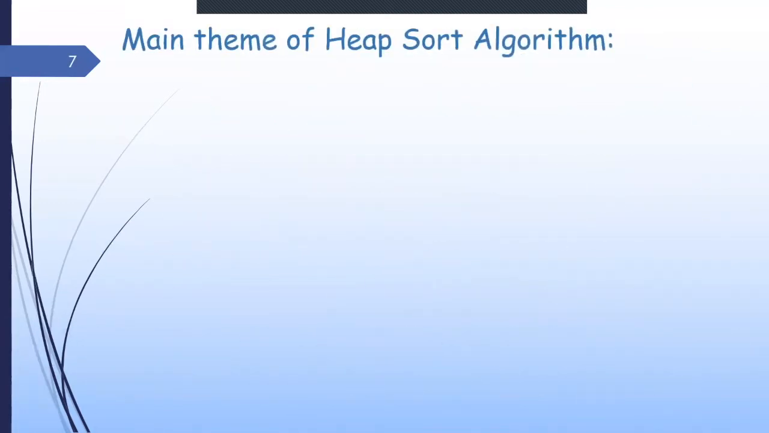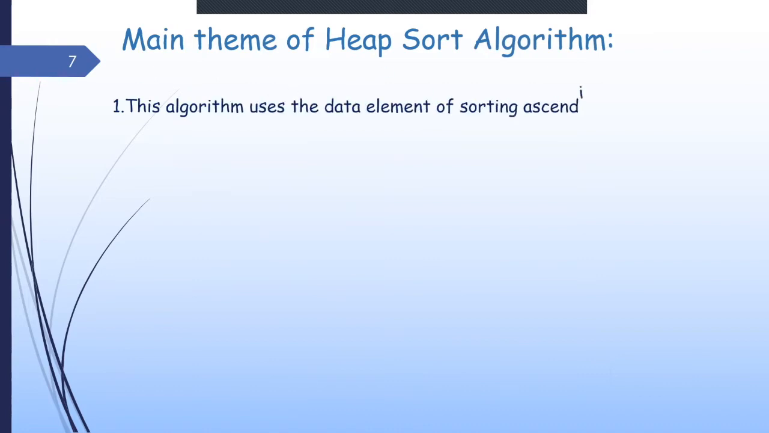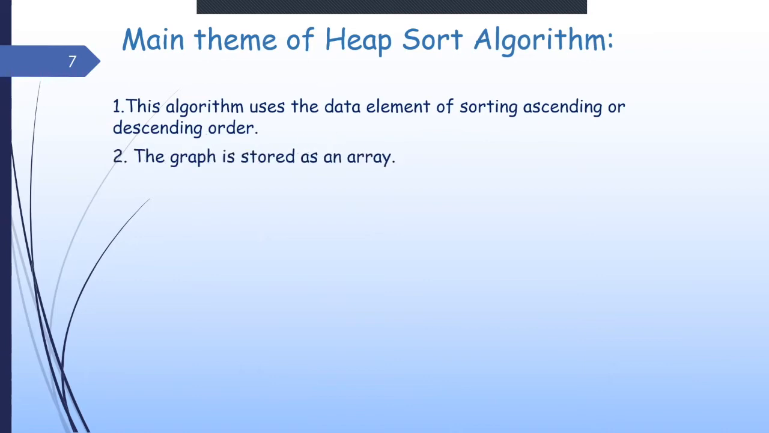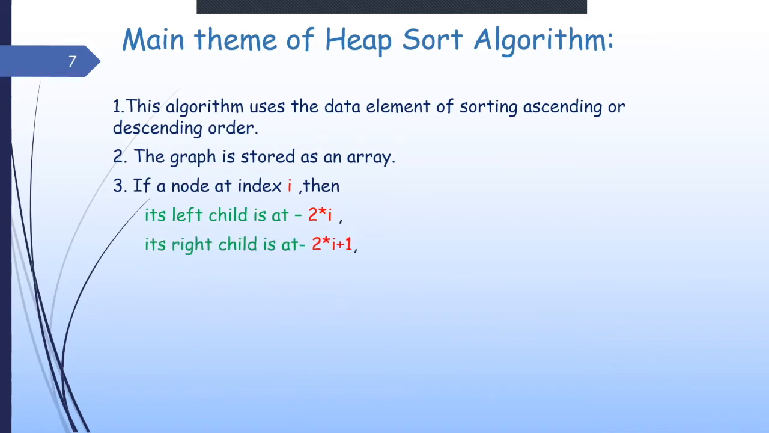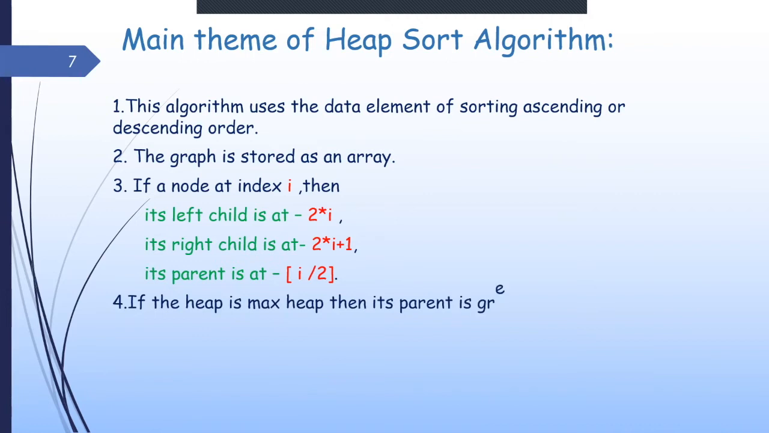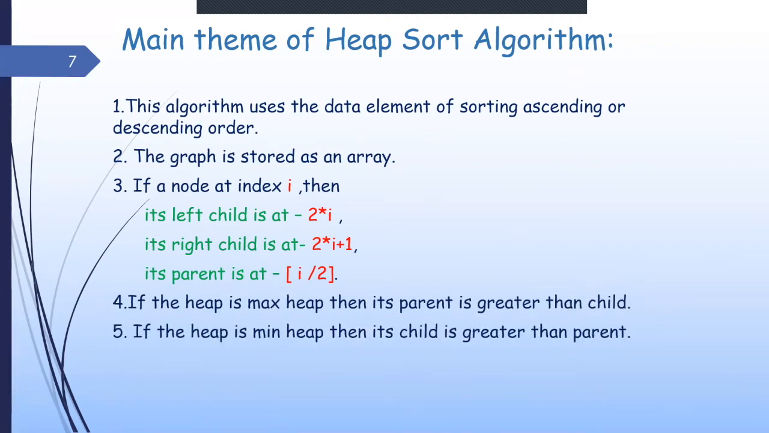Main theme of heap sort algorithm. This algorithm sorts data elements in ascending or descending order. The graph is stored as an array. If a node is at index I, then its left child is at 2 times I, its right child is at 2 times I plus 1, and its parent is at I divided by 2. If the heap is a max heap, then its parent is greater than its child. If the heap is a min heap, then its child is greater than its parent.